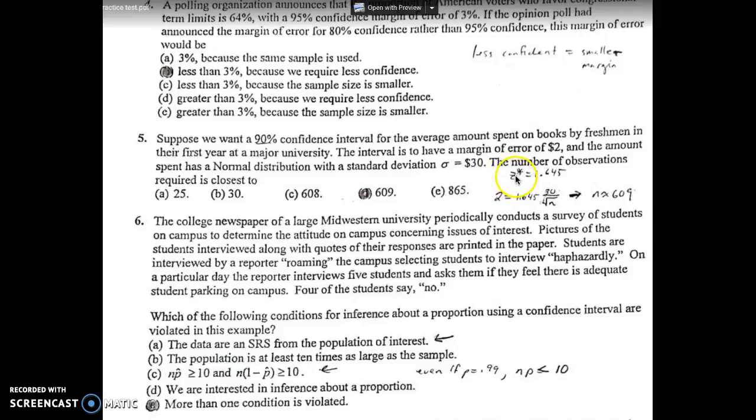So Z star for 90% is 1.645. That's a value you're supposed to memorize from 10.1. Then I used the error formula. Error is Z star times sigma over the square root of n. Plugged in my values. Error is $2, Z star is 1.645, sigma is 30. They tell us that. And then just manipulating this with algebra, you're going to get n is about 609.